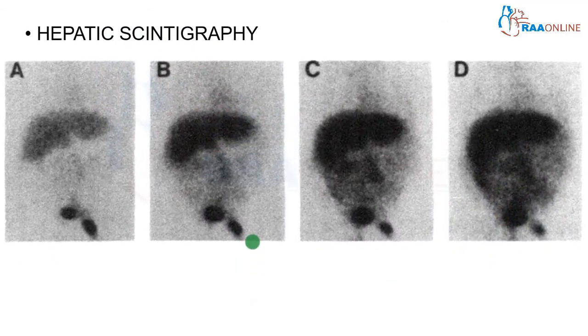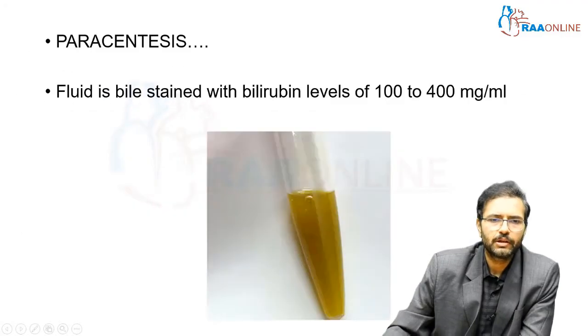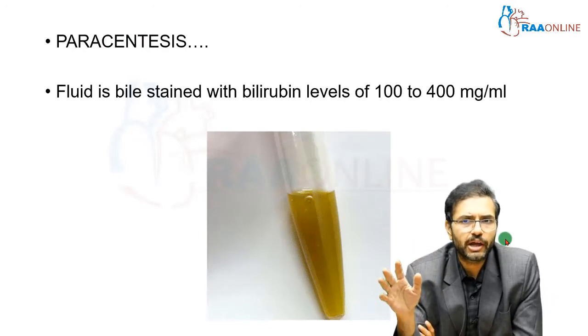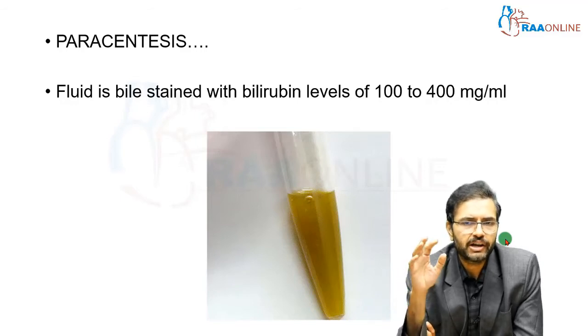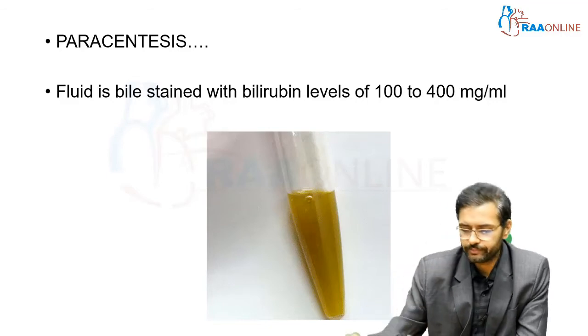Hepatic scintigraphy is also very useful to identify the site of leak and the extent of leak. So, this is a child with a spontaneous biliary perforation causing biliary ascites. You can see there's extravasation of the radionuclide into the peritoneal cavity. Like in all other cases of ascites, paracentesis will more or less clinch your diagnosis. If you do a paracentesis, the fluid will be bile tinged and will contain bilirubin levels of more than 100 to 400 milligram per ml.